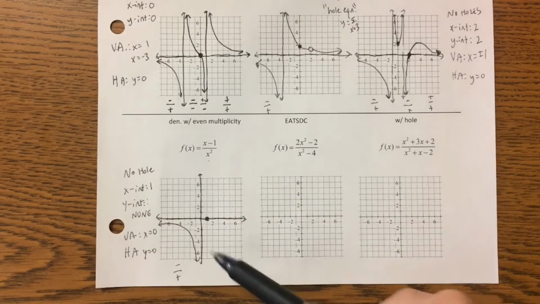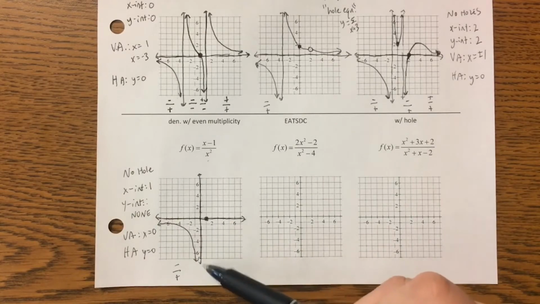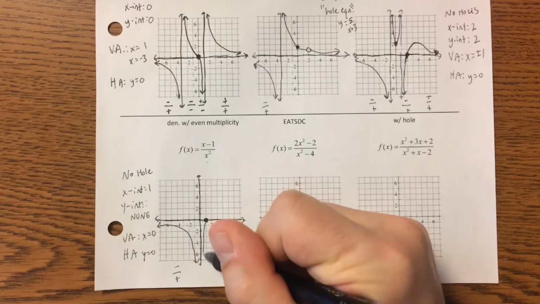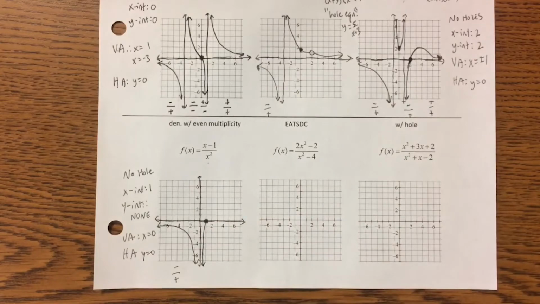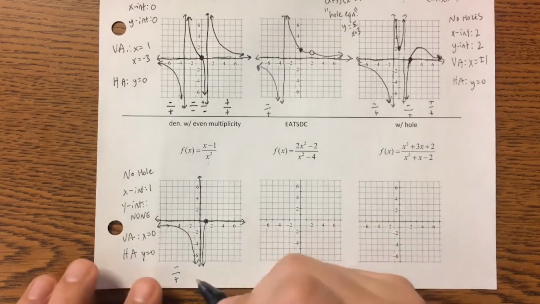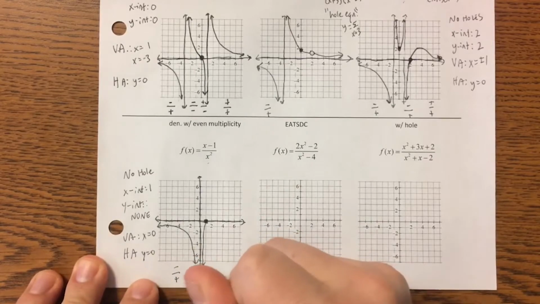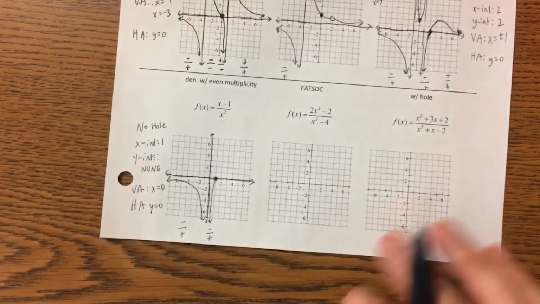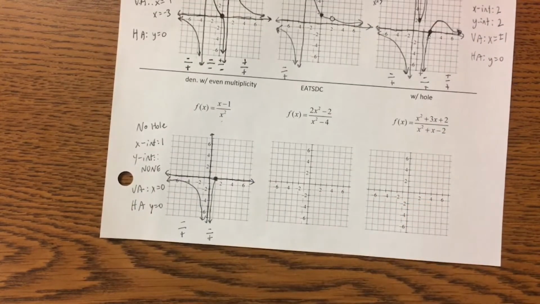Now I could go and check over here, but if I notice that I have an even multiplicity on that vertical asymptote, then I know that I have to be down here. Now you can always double check that. Like if I plug in 0.5, I'm going to get a negative over a positive, which is negative. So you can always just check it the same way we checked all the other ones. But again, it's just a little trick to know that.